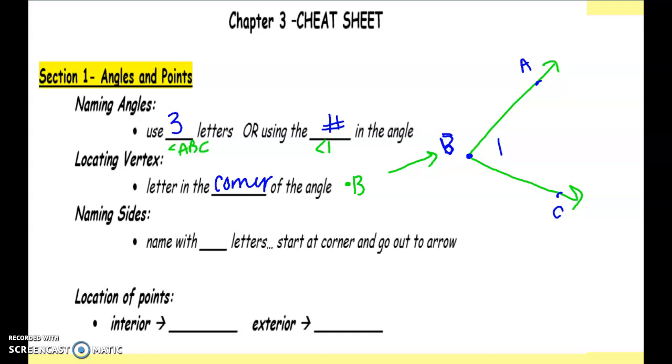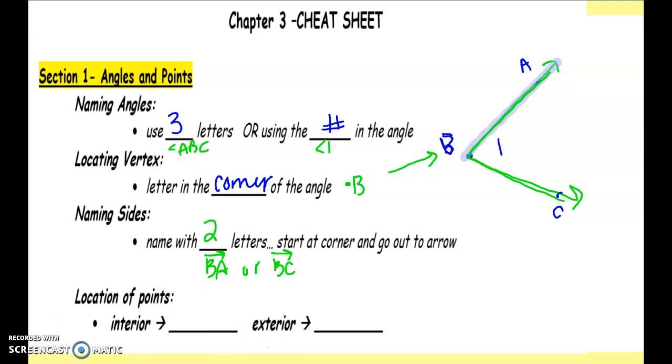If we were going to name sides, again, a side. Sometimes students just say, oh, side A. It's actually this entire side. So just like we did when we're naming the angles, you have to have at least 2 letters to identify it. And you want to kind of pretend like you're drawing it, BA and then BC. So we have BA or BC would be the other. And we always want to start at that corner, the vertex, and go out towards the arrow.